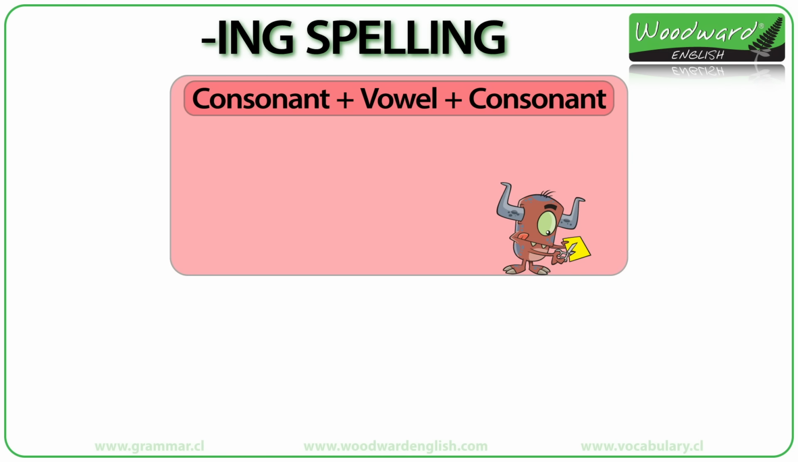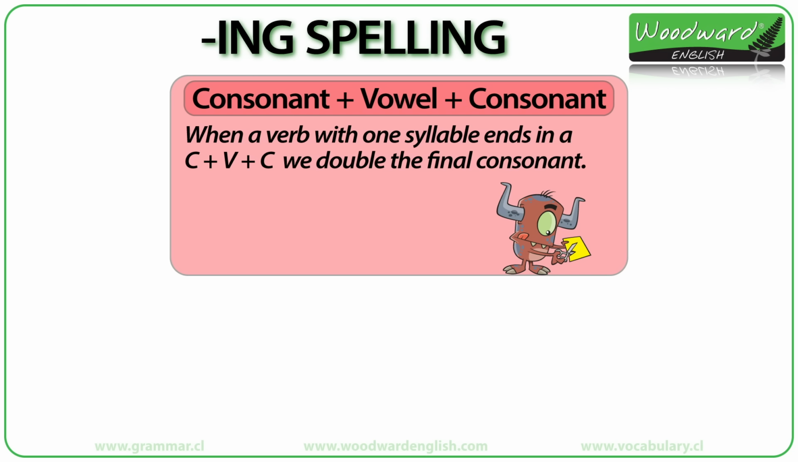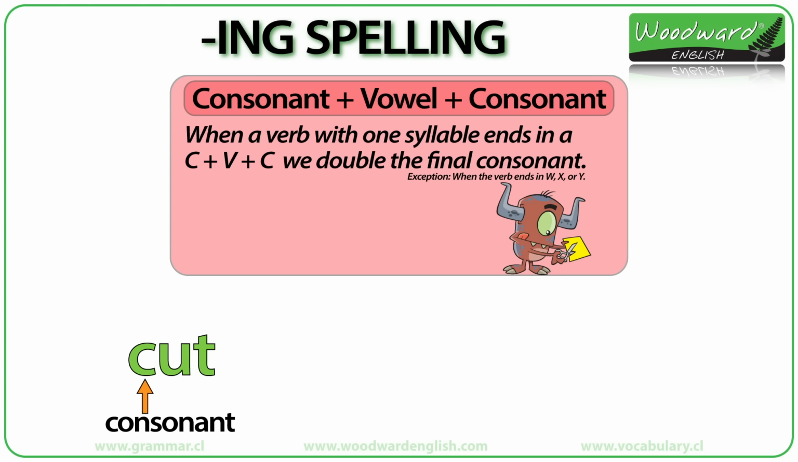Verbs with one syllable ending in consonant plus vowel plus consonant. When a verb with one syllable ends in consonant plus vowel plus consonant, we double, which means make two of, the final consonant and add ing. For example, cut is a verb that has one syllable. Cut. Cut ends in a consonant, C, a vowel, U, and a consonant, T.